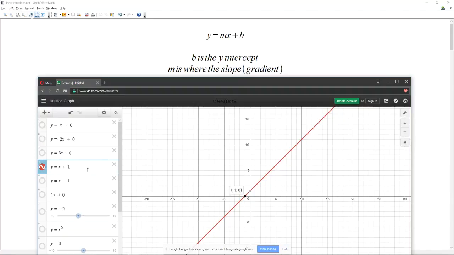But yes, you set y to 0, and that's going to give you your x-axis intercept, because literally you're just putting 0 equals x plus 1. Move the 1 over to the other side, you're left with minus 1 equals x. So that's how you find the x-intercept if you need to.